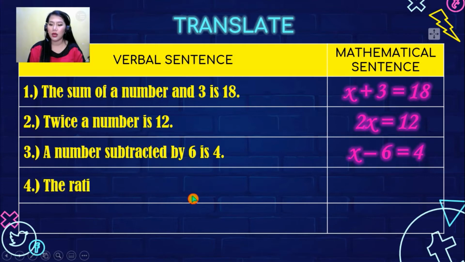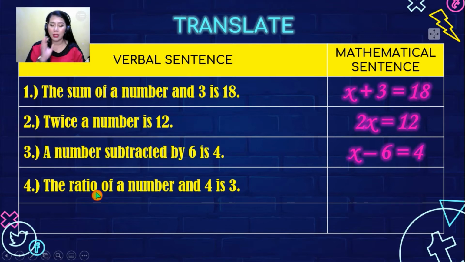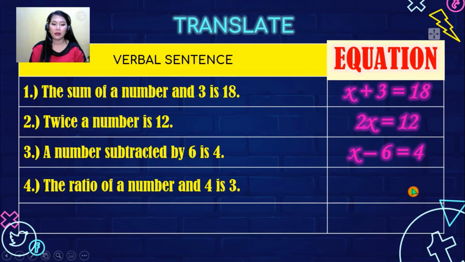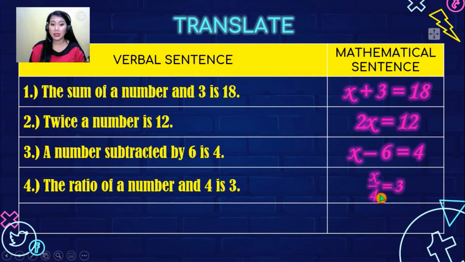Next, number 4. The ratio of a number and 4 is 3. So, remember last time, sinabi ko kung anong ibig sabihin ng ratio, right? Ratio means we have a fraction, and you know pretty well na ginagamit natin yung meaning na to for the division symbol. So, we're going to have x out of 4 is equal to 3.